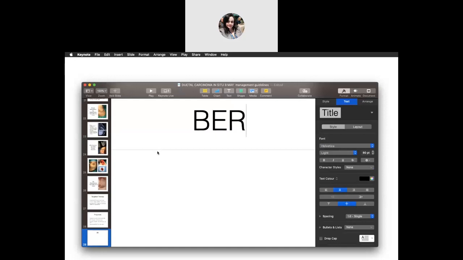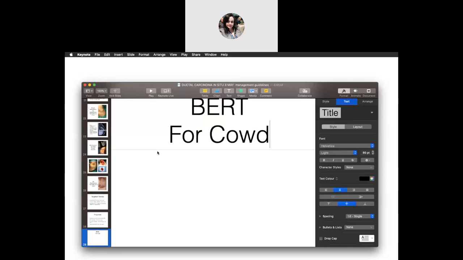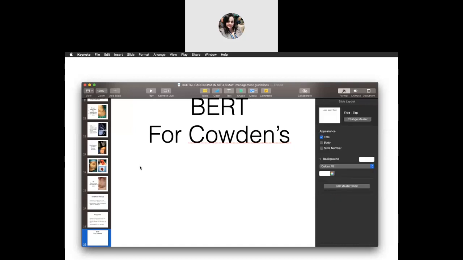Yes, sir. So I have made a formula, BERT, for Cowden syndrome, C-O-W-D-E-N. For Cowden syndrome, remember BERT. B is for, what is B for?